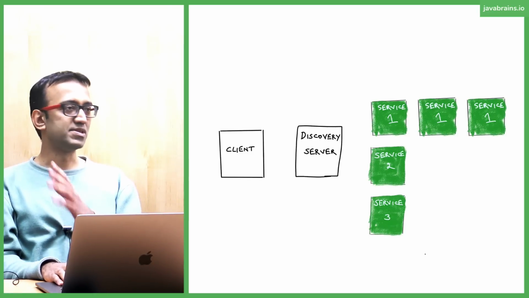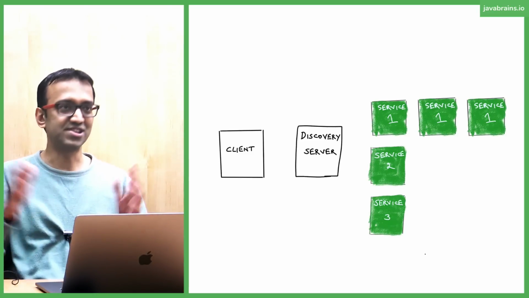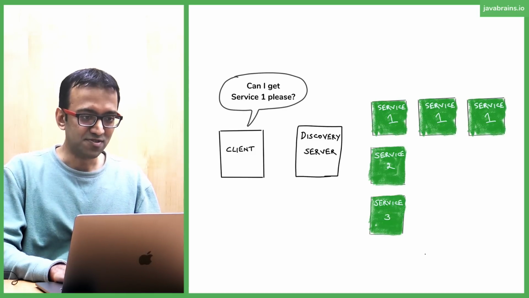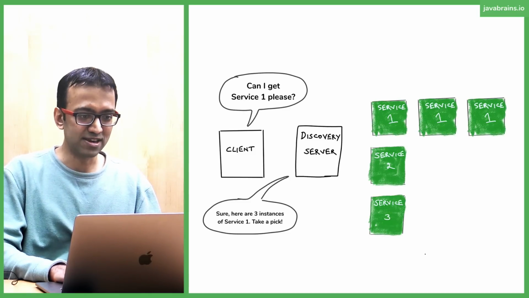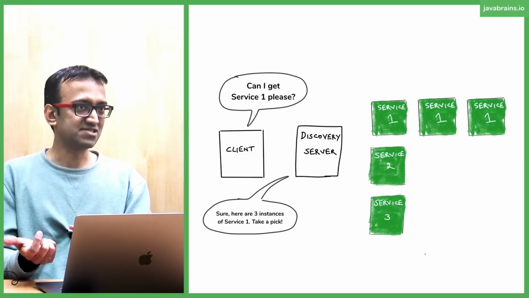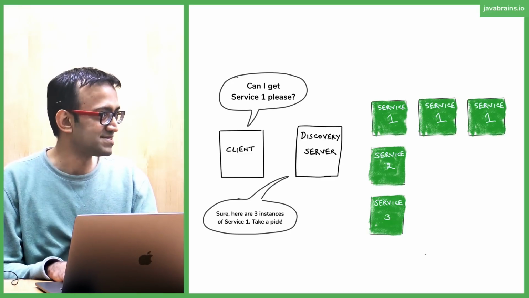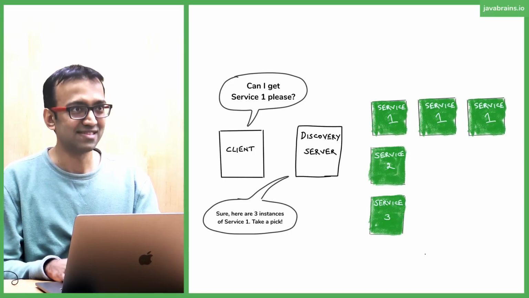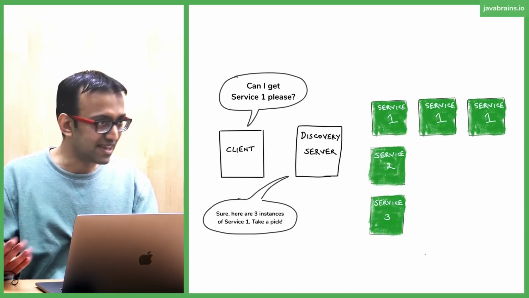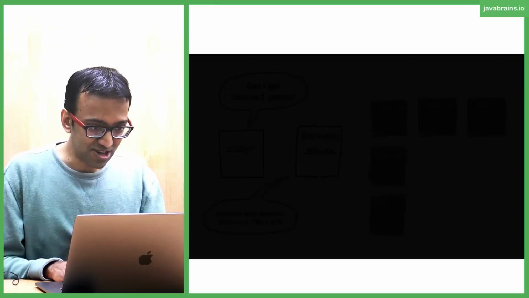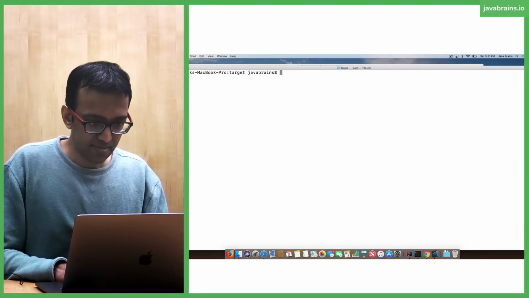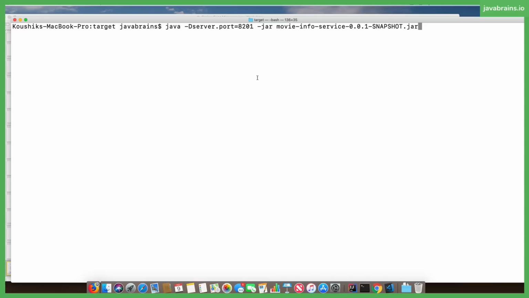Now, what happens if you have multiple services? You have three service ones, right? So when it says, can you get service one? The discovery server says, I got three. Now the client has to do the load balancing. But again, thanks to the library, it's hidden from us. Let me actually quickly illustrate that. There is a way you can run a jar file by providing it a different port. Okay, so this is how you do it.